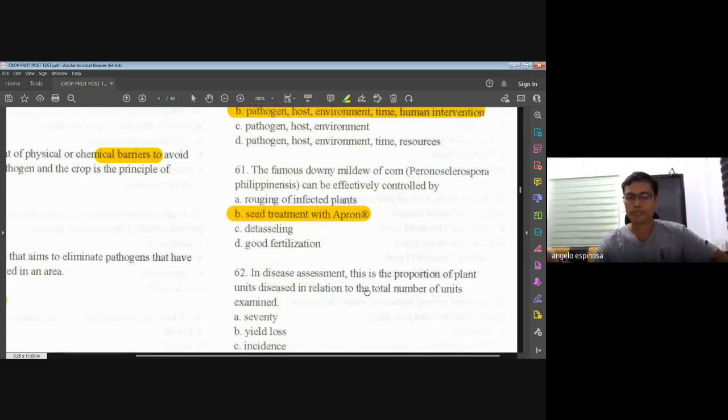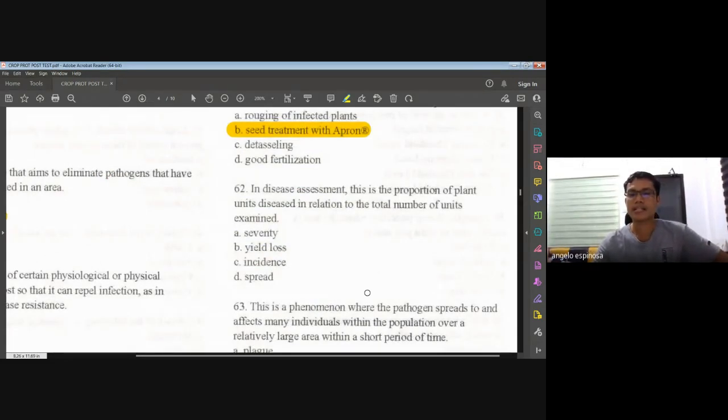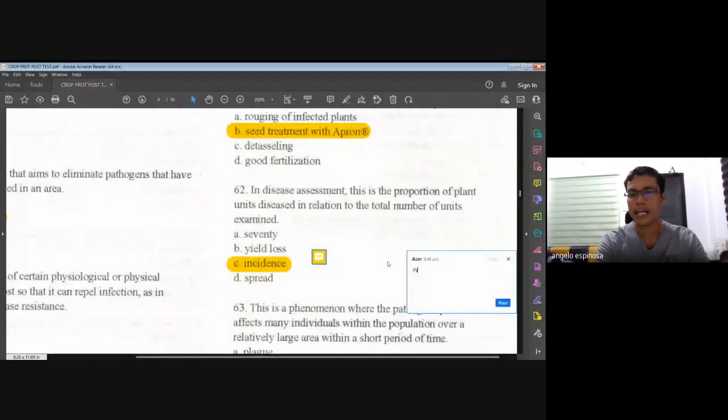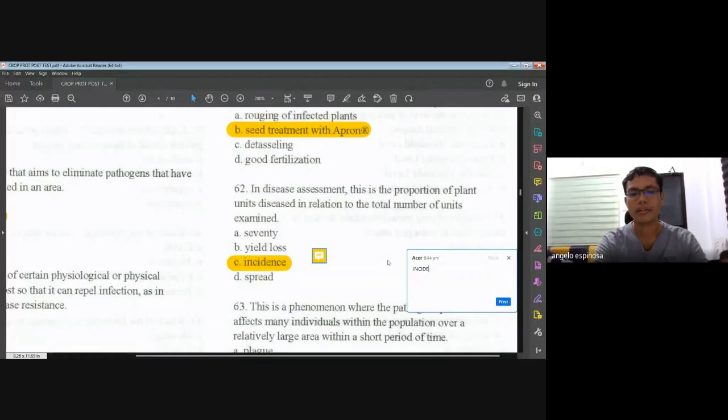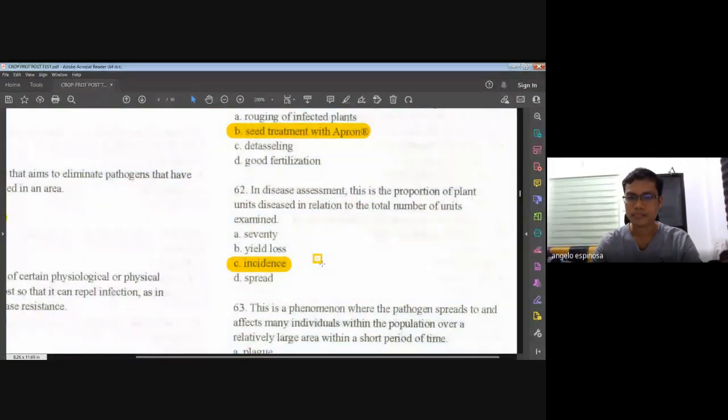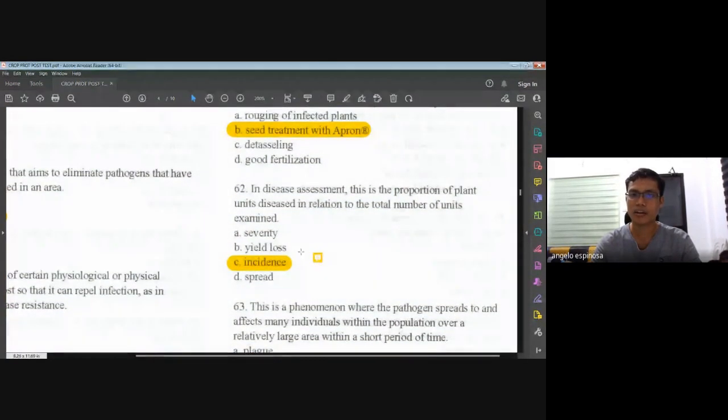Number 62. In disease assessment, this is the proportion of plant units diseased in relation to the total number of units examined. Okay, the correct answer is the incidence. That's also what we call incidence report. Okay, actually that is the incidence report. Tawag din dyan ay incidence report. If you are a research assistant, you will encounter this, okay? That is an incidence report. So yan, incidence report po ang tawag dyan. Okay?